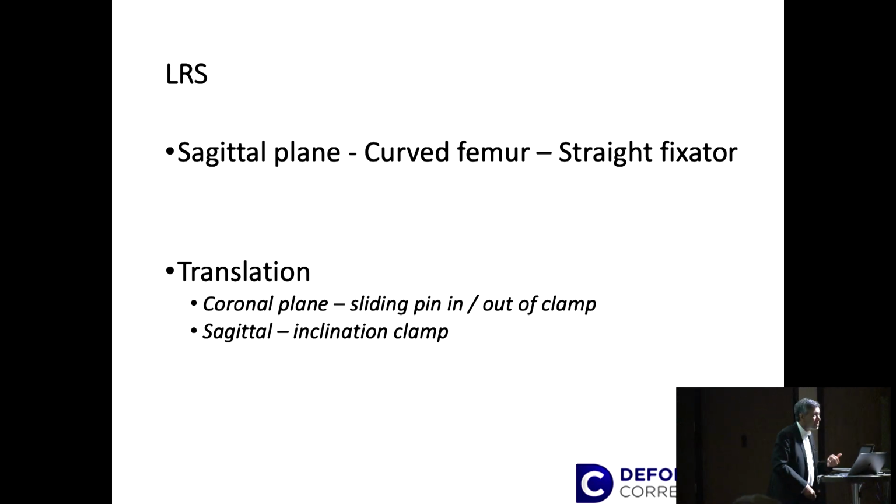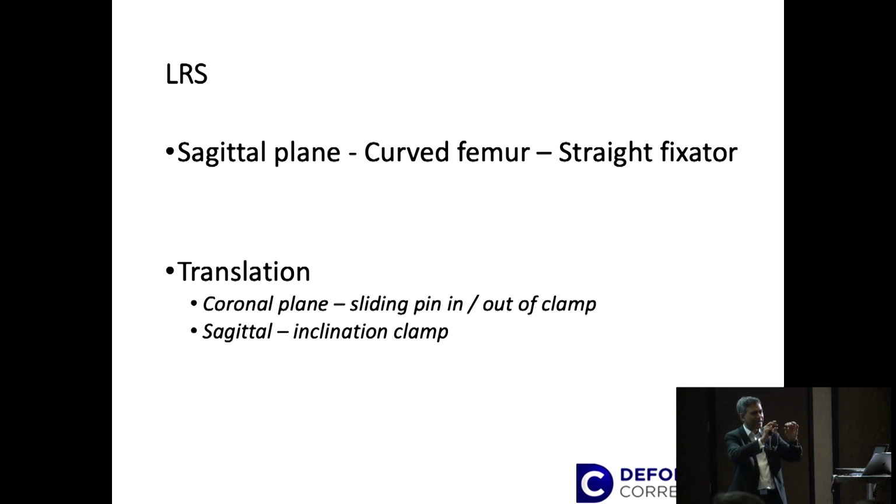In LRS, there are challenges, which are that your femur is curved and your fixator is straight. So there's a sandwich clamp you can use. There are devices which you need to use. So you can do it quite nicely, but you need to be aware and careful about it. Translation is quite easy. Actually, you undo the clamp which is holding the pins, and you can hold the pins and translate it. And if there is a sagittal plane deformity, there's another clamp which you can use to correct that.